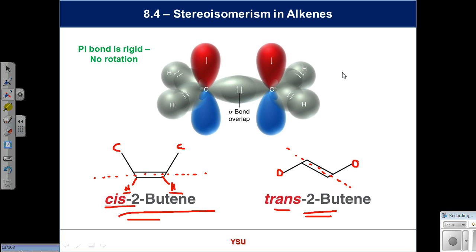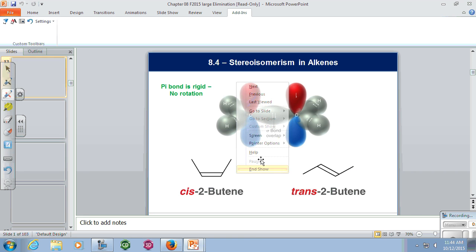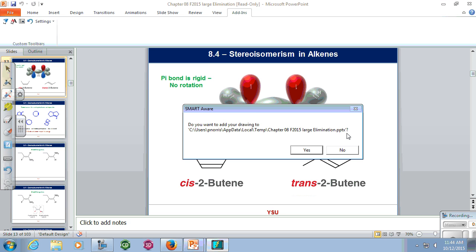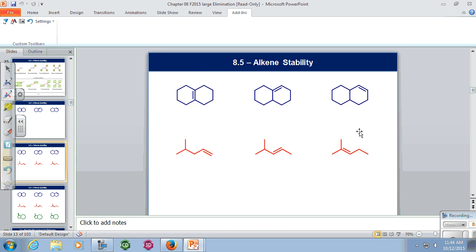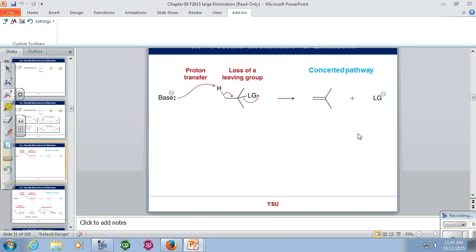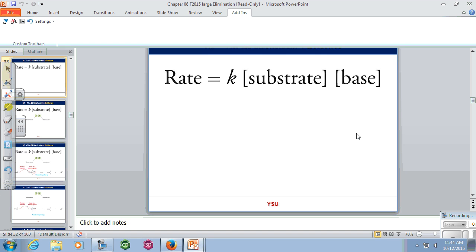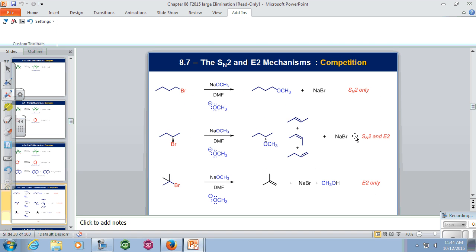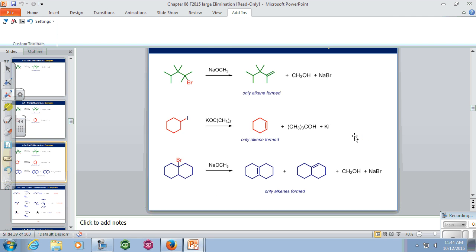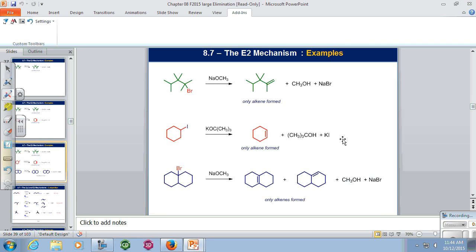So on Wednesday, I'm going to tell you where I'm going to get through, if this thing will let me. There we go. My plan on Wednesday, for those of you who are keeping up and are staying awake, is to get through some evidence for what's called the E2 reaction. So I will get through to section 8.7, and that's what you'll get tested on.